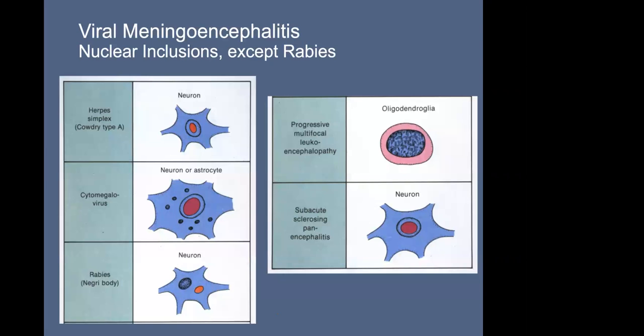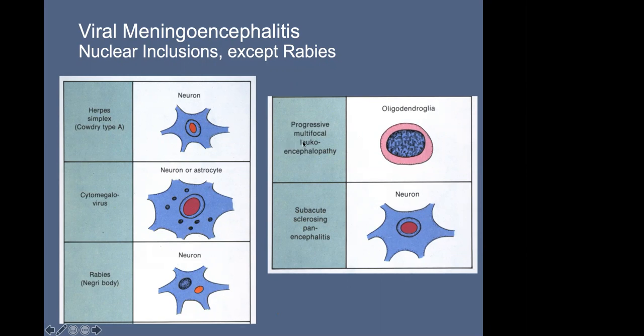So beyond that, individual viruses that produce encephalitis also leave their mark. Herpes simplex and CMV will produce inclusion bodies, which are collections of millions of virus particles in the nuclei. We call them Cowdry A type inclusions. Cytomegalovirus, the same thing.